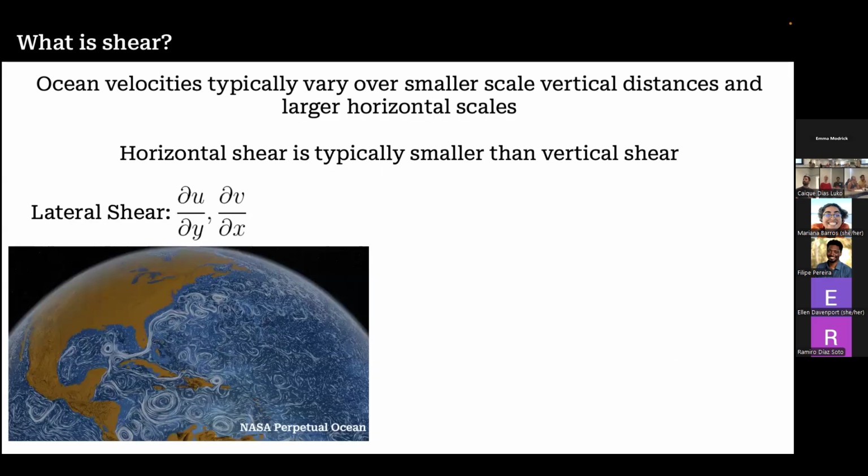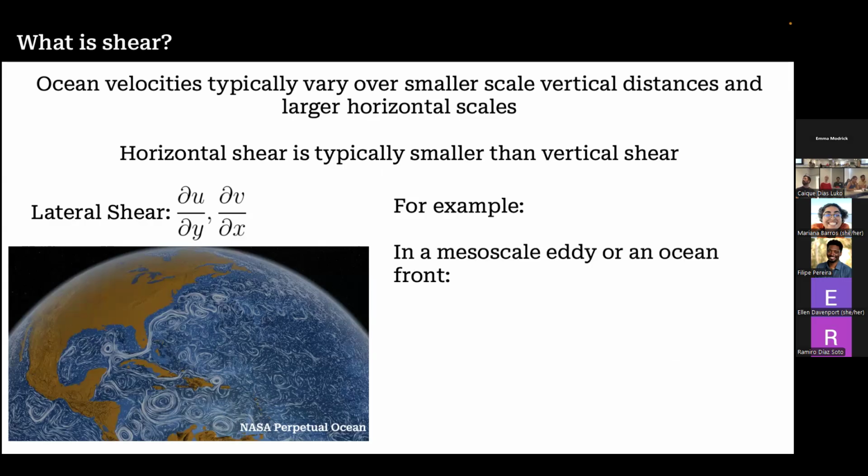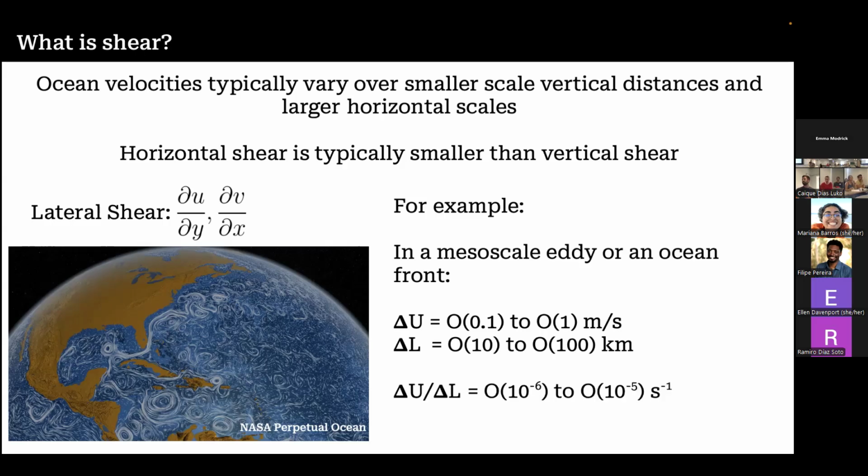So for example, thinking about lateral shear, some of the processes that drive it are, for example, mesoscale eddies or an ocean front. And in a mesoscale eddy or a front, we typically have the velocity varying over 0.1 to 1 meter per second, but it varies over a lateral scale that ranges from 10 to hundreds of kilometers. And we end up with a lateral shear of order 10 to the minus 6, 10 to the minus 5 seconds to the minus 1.